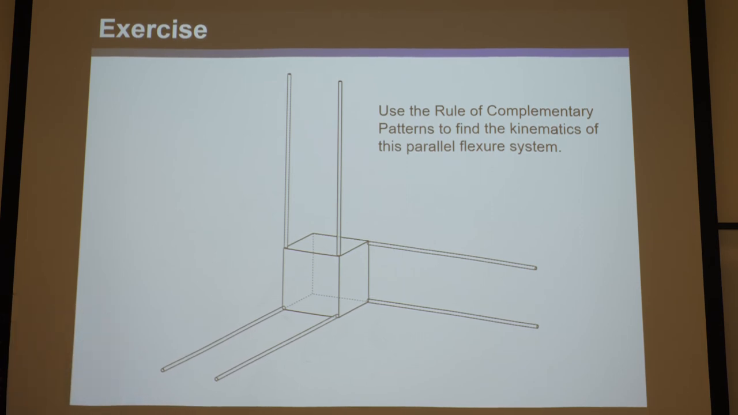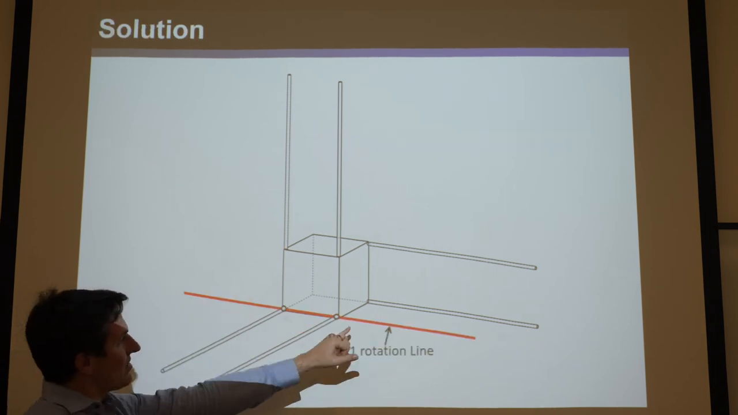So use the rule of complementary patterns and find a red line that intersects all six of those blue lines somewhere at least once. Okay, put me on pause. Okay, I'll say you did that. I'm about to tell you the answer. It is right here, okay?